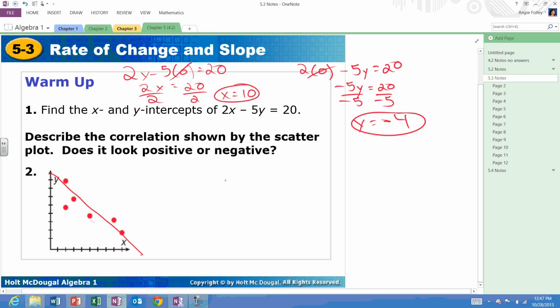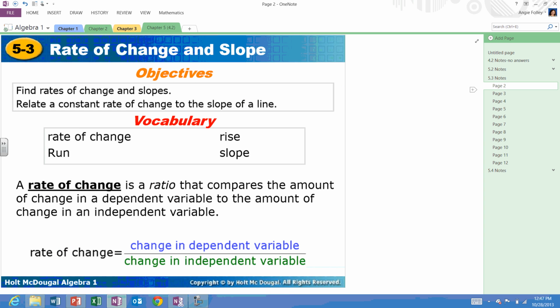And we have to decide, is this going to be a positive or negative correlation? Well, as your x values go up, as they get more positive, your y values are actually getting lower and lower. So they're going down. Because those are going down as x is going up, this is actually a negative correlation, okay? So today we're going to look at rate of change, rise, run, slope, finding the rates of change and slopes.